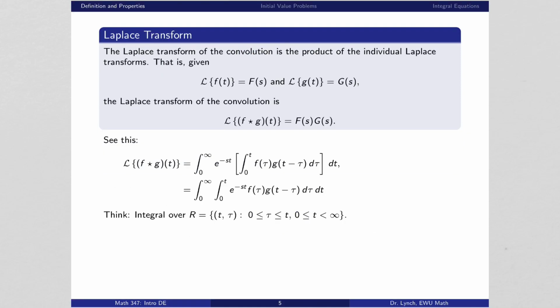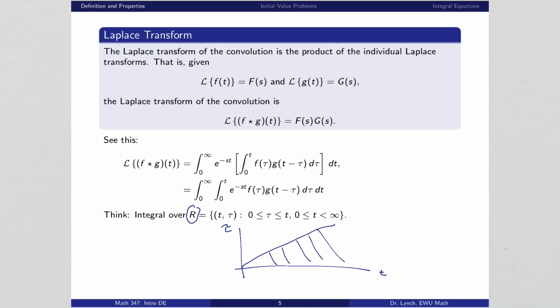As I mentioned before, it turns out that the Laplace transform of the convolution is the product of the individual Laplace transforms. Now, the proof of this is a little bit beyond the scope of our class, but for those of you who have had multivariable calculus, the proof amounts to a double integral over an infinite slice of the plane. So here we think of the region as tau from 0 to t, and then t from 0 to infinity on the t-axis, right?